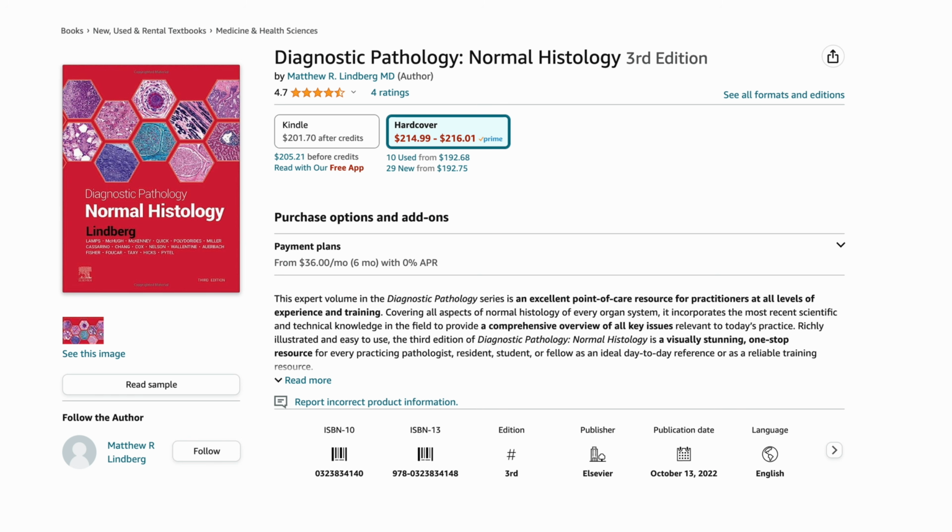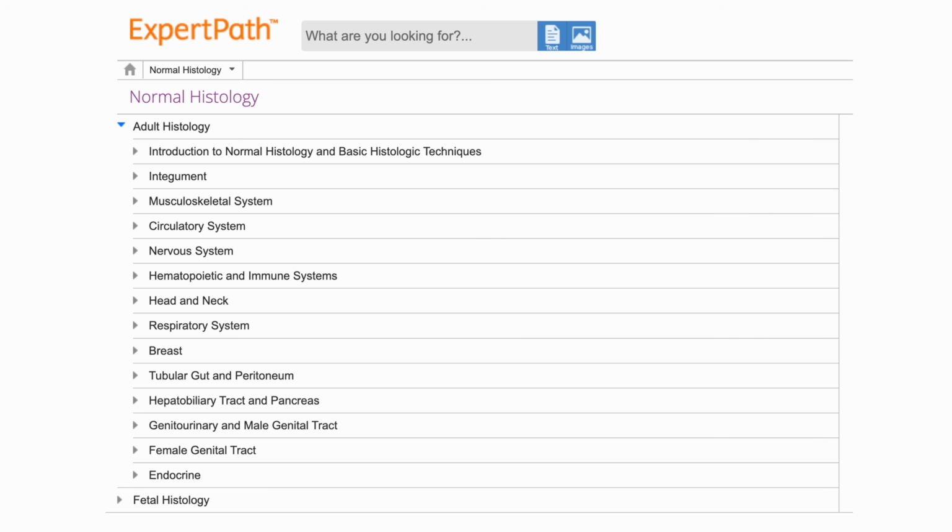I really recommend it to everyone. The third one is a website which you will definitely hear about, maybe even before starting your residency. That is ExpertPath. So there is a normal histology section of ExpertPath, which is again very concise with lots of nice pictures, with lots of arrows to show you the exact location of the cell or the thing that you're looking for, just for H&E, but also some of the critical immunohistochemistry stains and some other morphologic details.